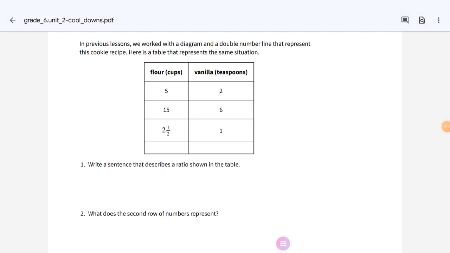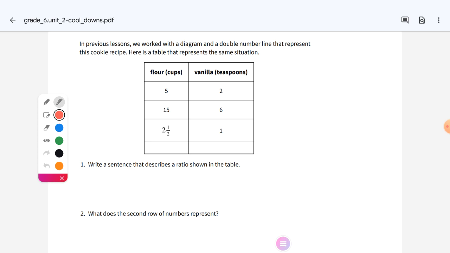Okay, on this table, remember, you can build up or break down from any set. You don't have to go from the one above it. So I wanted to take a second to go over these because this is on your Khan Academies that you're working on today. It said in a previous lesson, we worked with a diagram and a double number line that represent this cookie recipe.